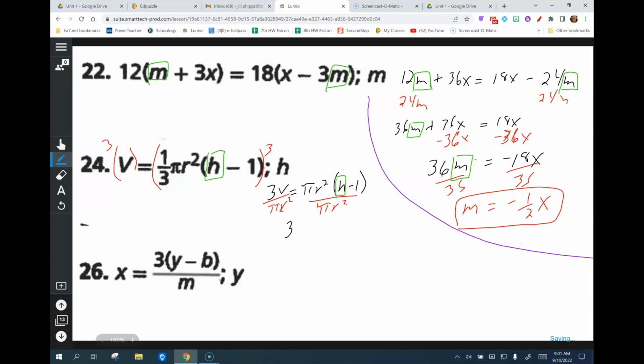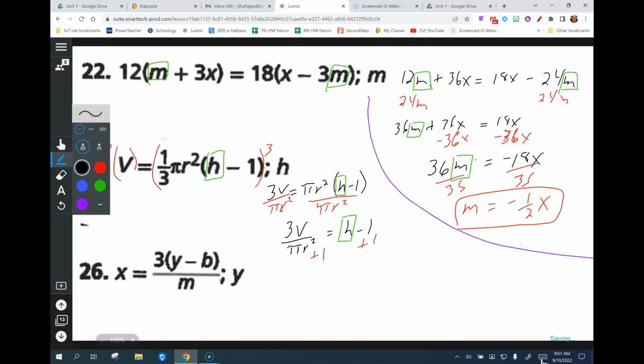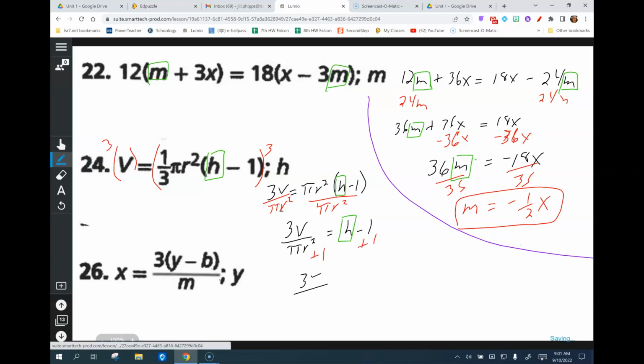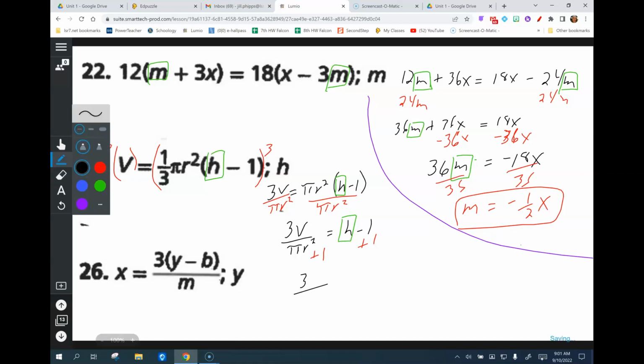Now I'm going to have 3v over pi r squared is equal to h minus 1. Get the h by itself. What am I going to do? Add 1. Exactly. So my answer turns out to be 3v over pi r squared plus 1 equals h.